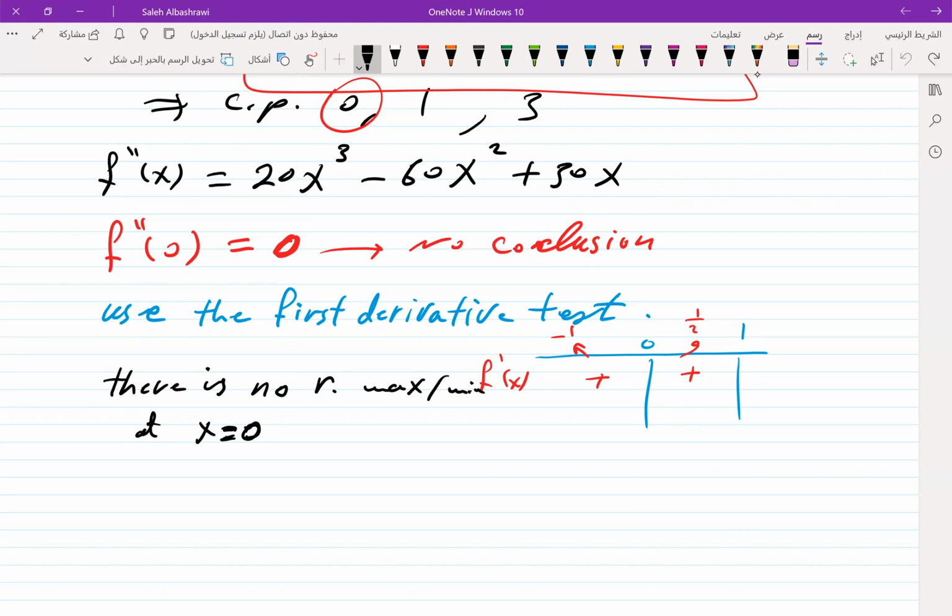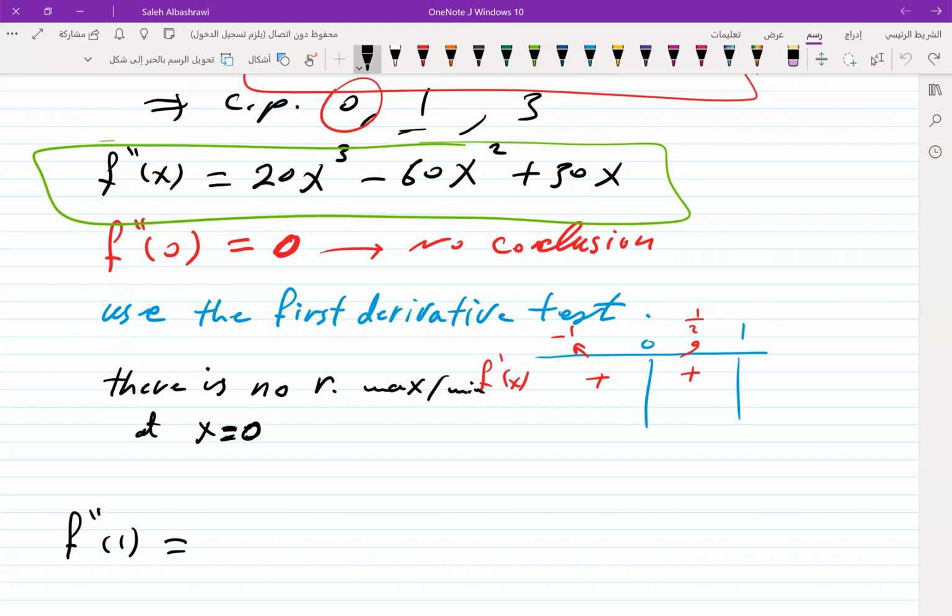If the second derivative at the critical point is equal to 0, then check the first derivative test to see whether we have a relative maximum or relative minimum or none of them. Now for the second critical point, x equal to 1. Also, if we apply the second derivative test, replace x by 1 in the second derivative.